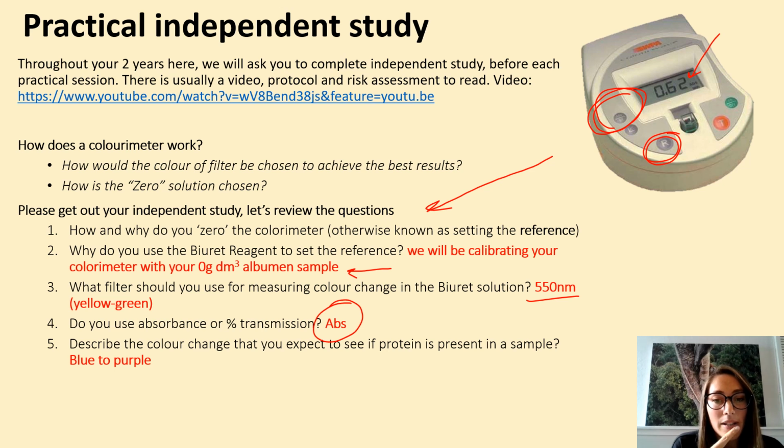Describe the colour change that you expect to see if the protein is present in a sample. So in the Biuret test, the solution will turn from blue to purple in the presence of protein. So remember, you should say the colour at the start and also at the end.